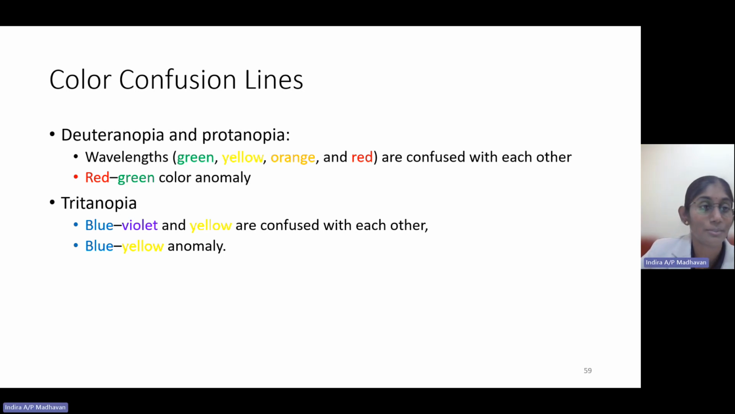While patients who have tritanopia will get confused between blue, violet, and yellow. So those who have tritanopia will also have difficulties with this.